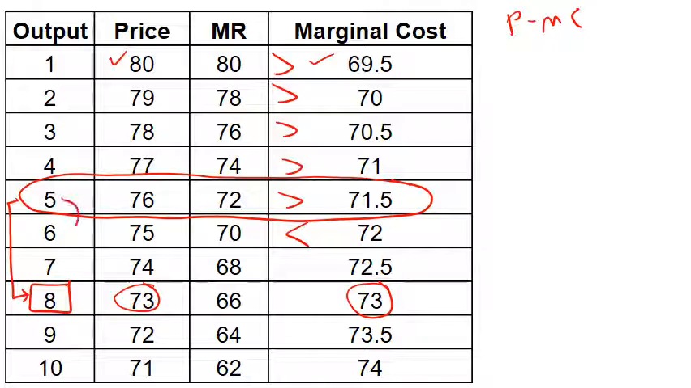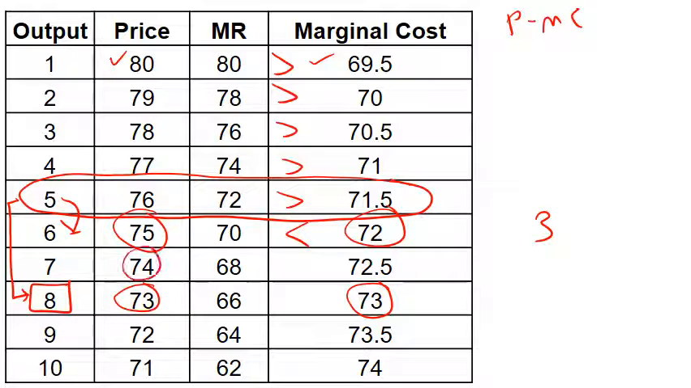When output goes from 5 to 6, the willingness to pay, or price, is 75. The marginal cost is only 73. That means the difference between what people are willing to pay for the item and the marginal cost of the item is 3. Social welfare increases by 3 when output goes from 5 to 6.